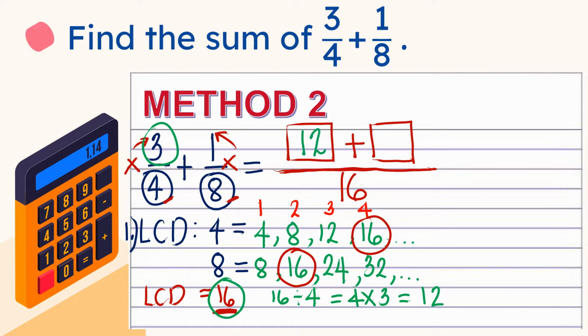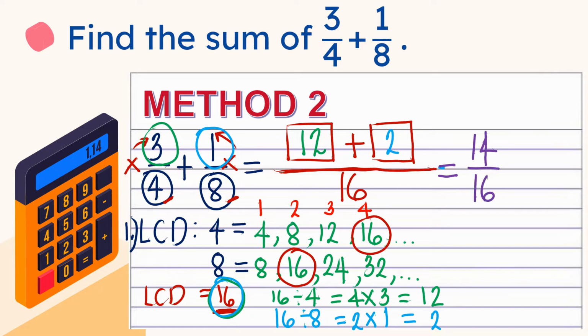Okay, next. Ganun ulit. Yung 16 naman natin, i-divide down natin doon naman sa isang denominator, which is 8. Ano bang sagot natin doon? Correct. Ang sagot natin doon ay 2. And then, i-times mo naman siya ngayon kay 1. 2 times 1, that is equal to 2. So, yun naman yung ilalagay natin dito. And then, after that, this will be equal to, oh, what is 12 plus 2? That is 14 out of 16.